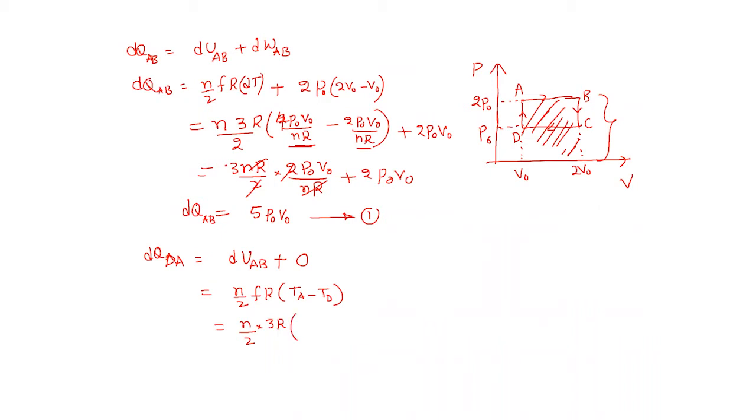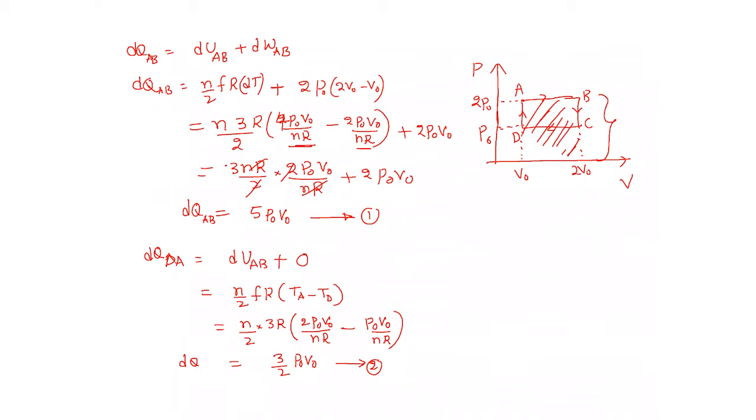The temperature at the point A is 2P naught V naught divided by nR by applying the ideal gas equation. The temperature at D is P naught V naught divided by nR. So nR will be cancelled here, and you get 3 by 2 P naught V naught. Say this is equation number 2. This is the heat given to the gas in the process D to A. So we got a positive heat.